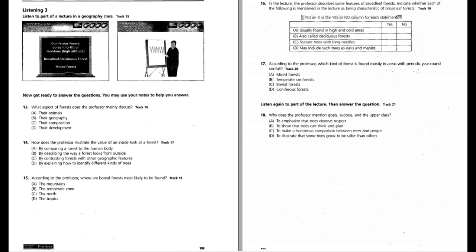Listen again to part of the lecture. Then answer the question. This highest layer is called the canopy since it overlays everything else. If you're a tree, your greatest goal in life, your standard of success, is to make it into the canopy, where you can get lots of sunlight and photosynthesize with the upper class. Number 18. Why does the professor mention goals, success, and the upper class?